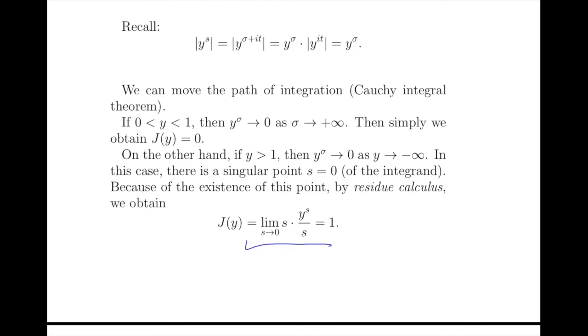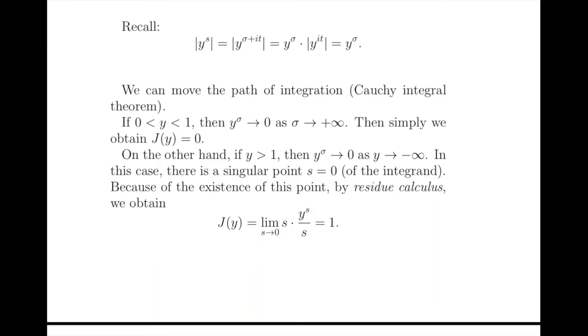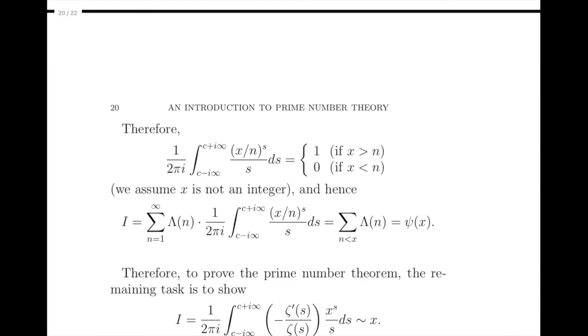Because the point s equals 0 is encountered, we should calculate by the residue calculus. Maybe you don't know, but here is a point where residue calculus comes into play, and the residue at s equals 0 should be computed by computing the following limit. This is the integrand, multiply by s, and take the limit as s tends to 0. Then the result is 1. So in this case, we know J of y is 1. Therefore, as a conclusion, we now obtain this expression.